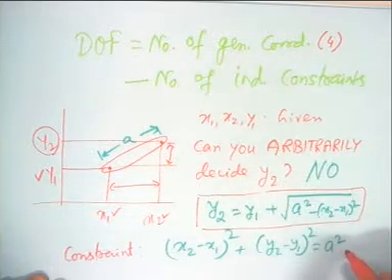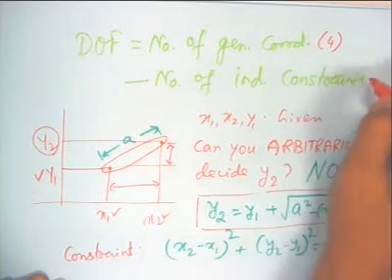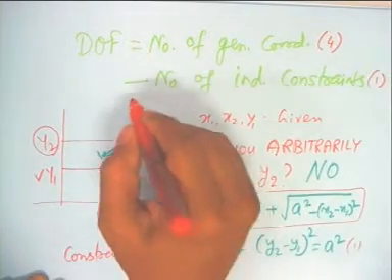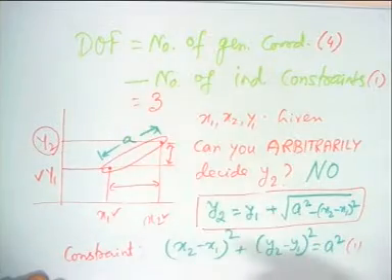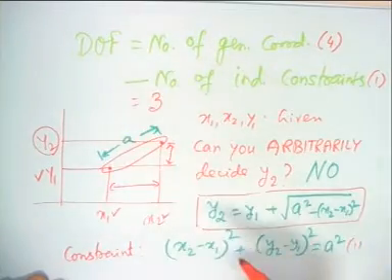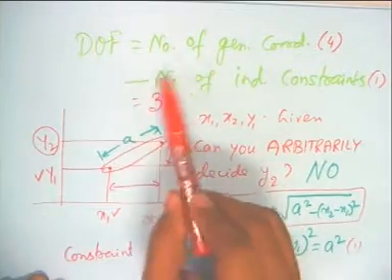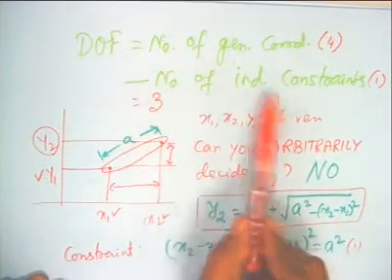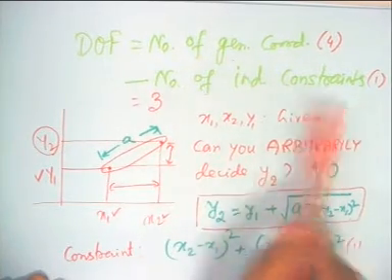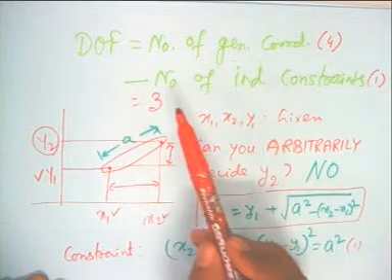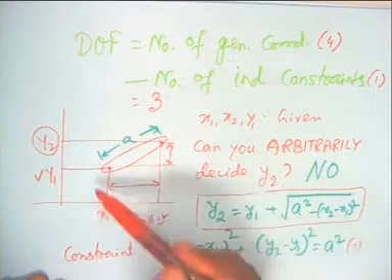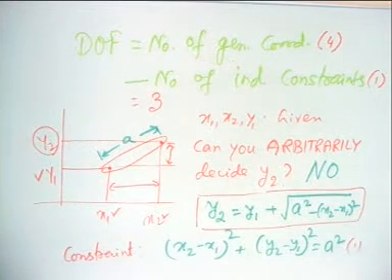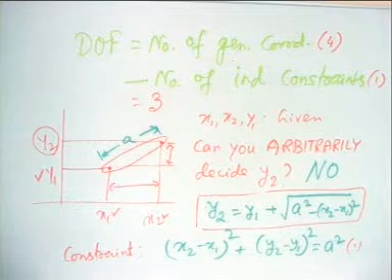Here I have one constraint, so I get degrees of freedom as 3. This is always true: degree of freedom is equal to the number of generalized coordinates minus the number of independent constraints. So, it is 3. Let us proceed with the same example, but change the system a little bit.